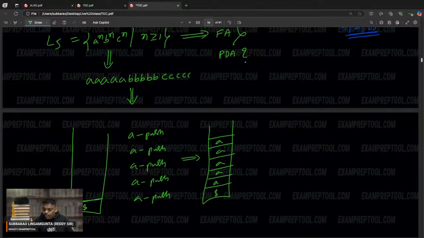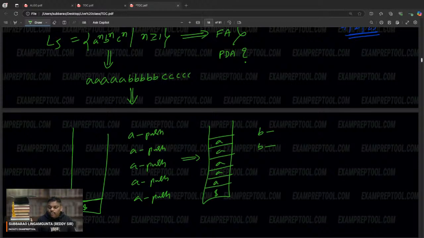Now can you help? B is coming, what should I do? Please suggest, everyone. Remember, here I want to compare whether number of A's equals number of B's equals number of C's or not. I want to compare 3 things. So I want to compare 2 at a time: A's with B's, and A's with C's.